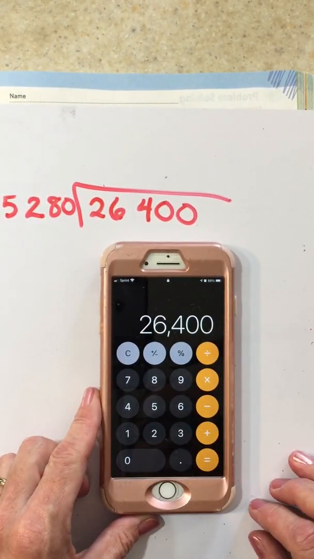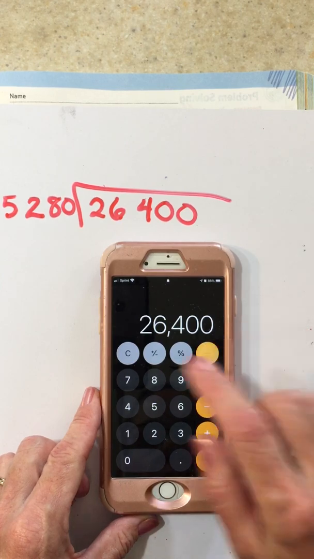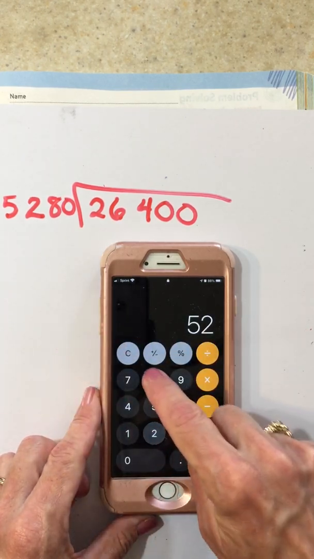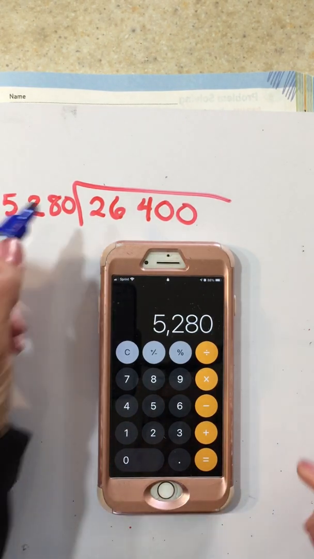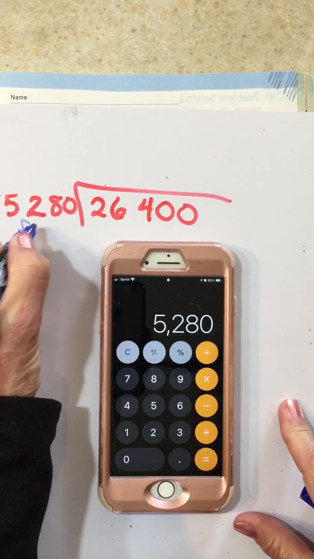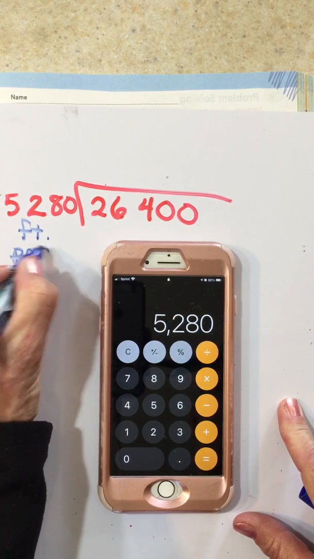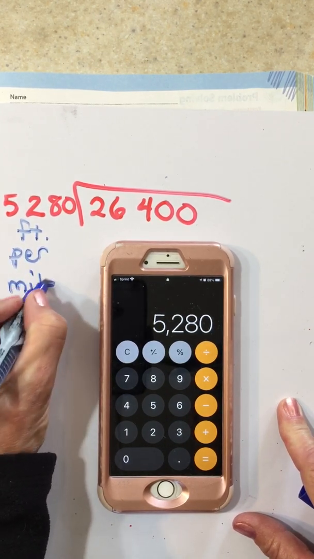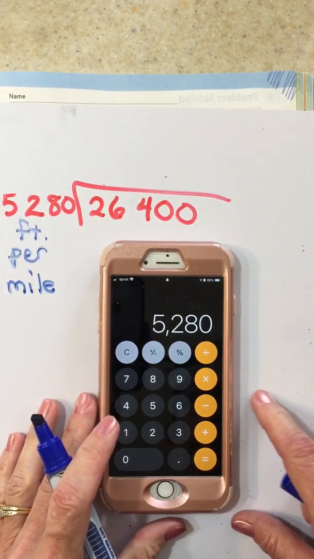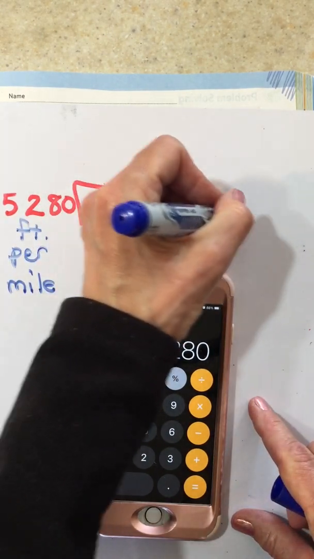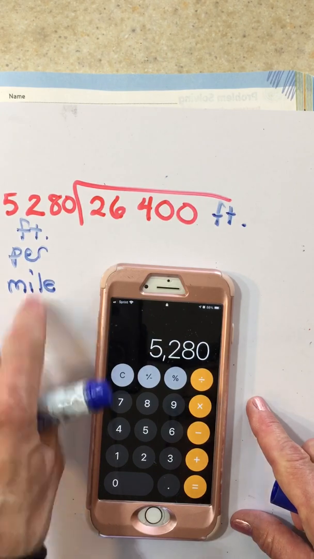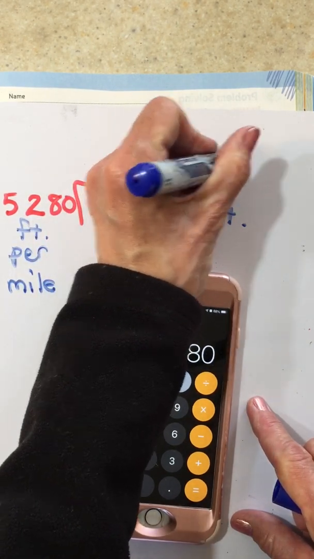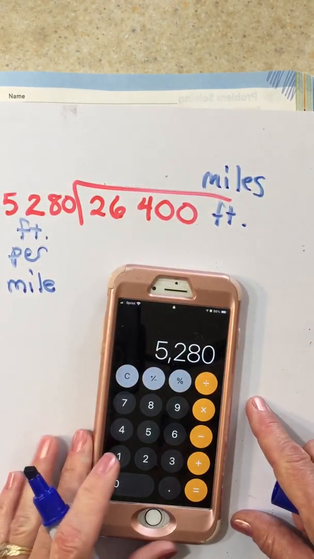Okay, there's our big number, 26,400 divided by 5,280, which is, I should be labeling this, how many feet are in a mile, feet per mile. And this is the number of feet we are currently looking at, and we're trying to figure out how many miles that will make. How many miles will that be?